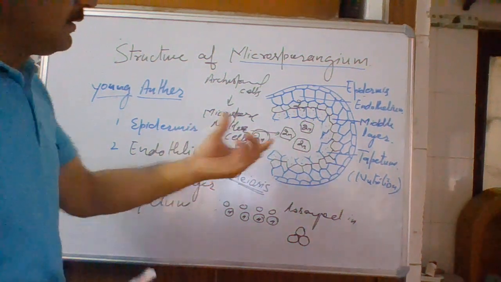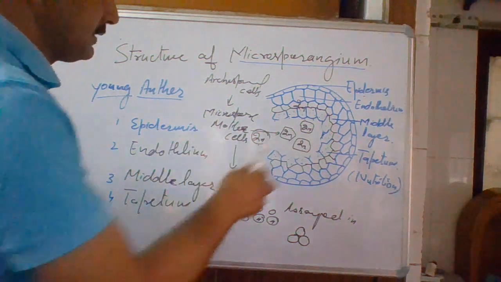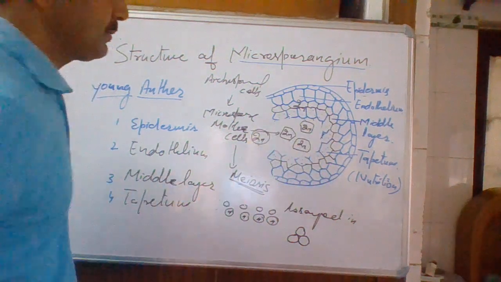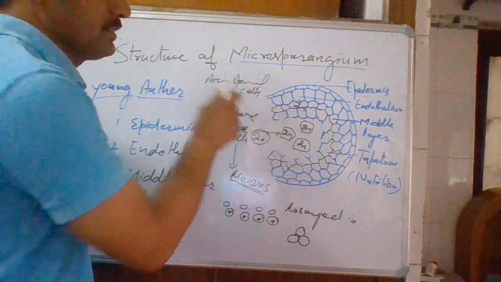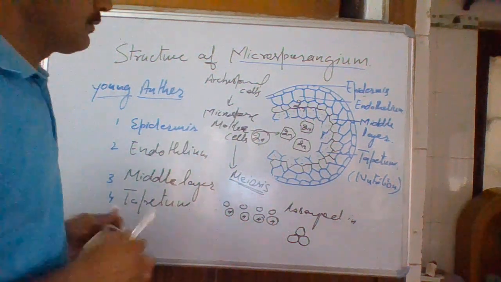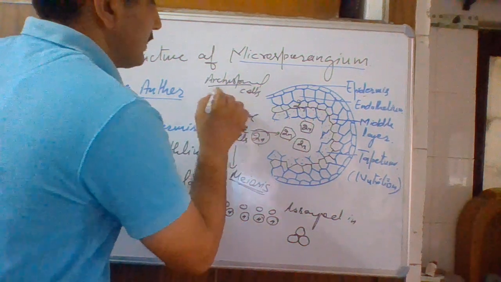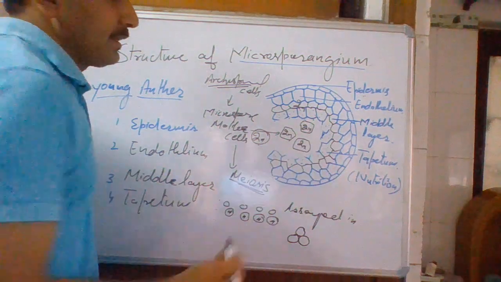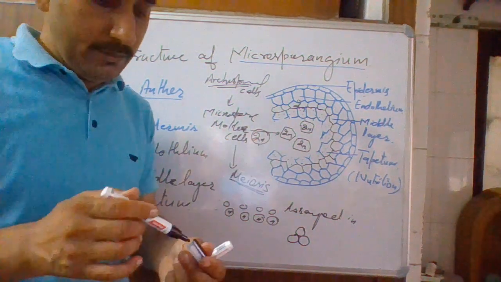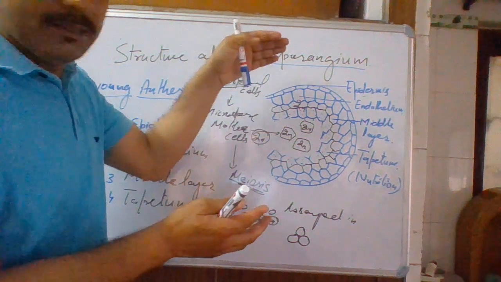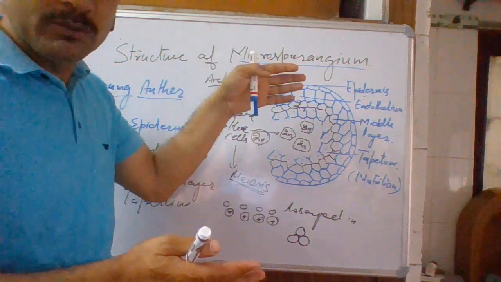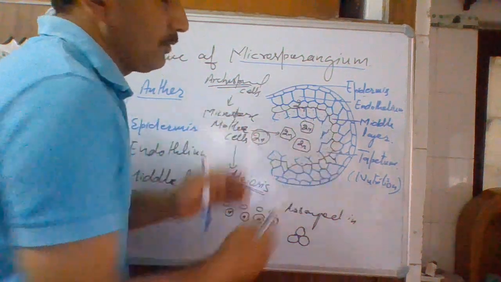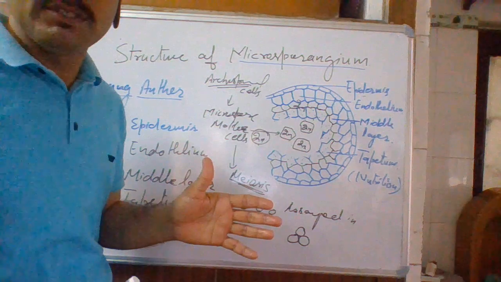The cells present in the center of this microsporangium are known as archesporial cells. These archesporial cells become loosely arranged due to the growth of the anther. जब anther की further growth होगी तो इन cells के बीच में अपने आप gap बन जाएगा.